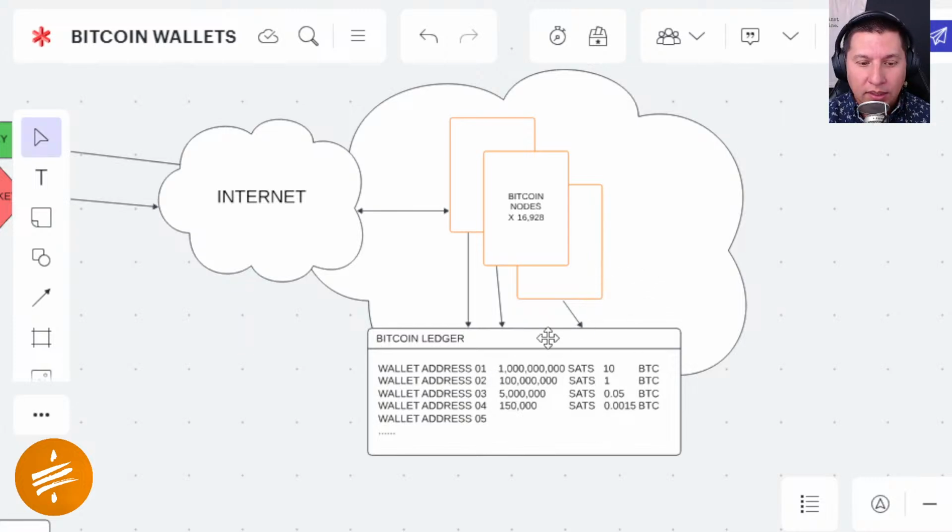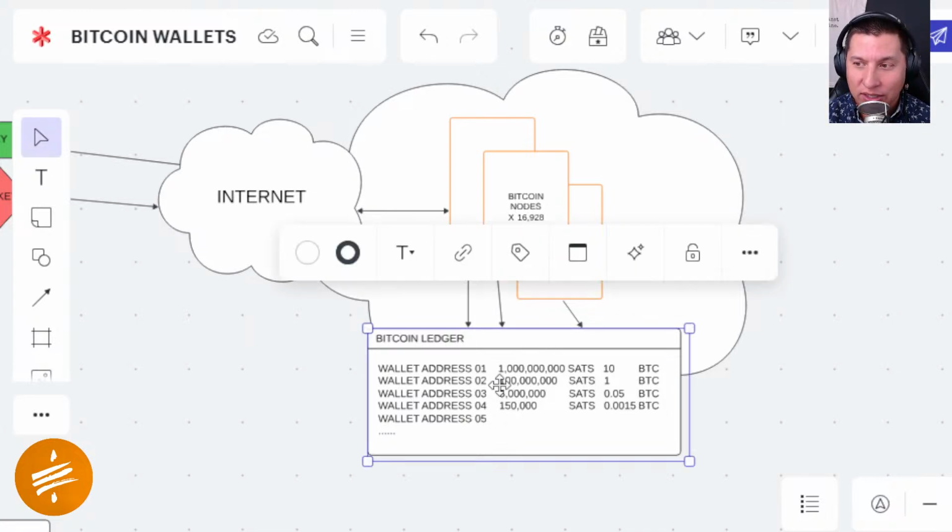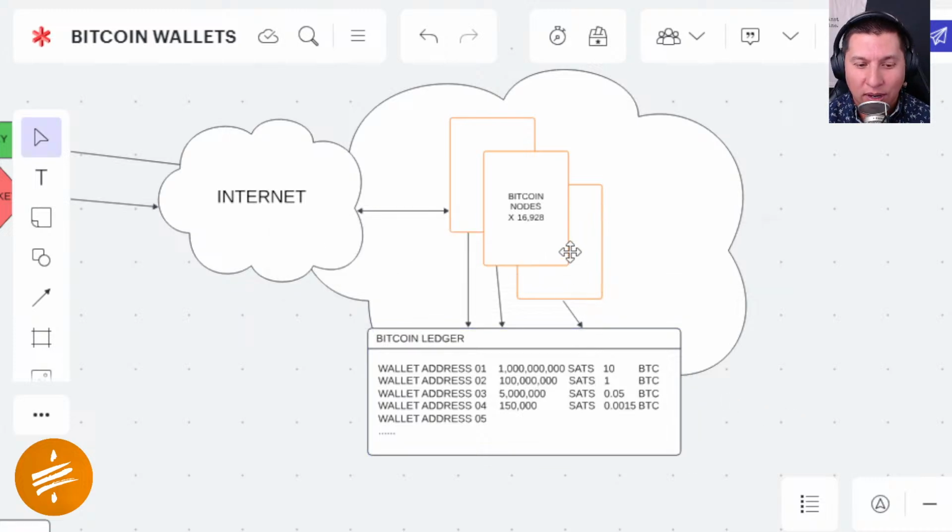But every single one of these 16,928 nodes has a copy of the Bitcoin ledger, right? So if you were to kill all of these computers and one survived, Bitcoin survives. These Bitcoin nodes live all over the world in different countries, different jurisdictions, some in big factories or big setups, some in people's homes, in a garage, in a closet somewhere. But they all have the same copy of the Bitcoin ledger.